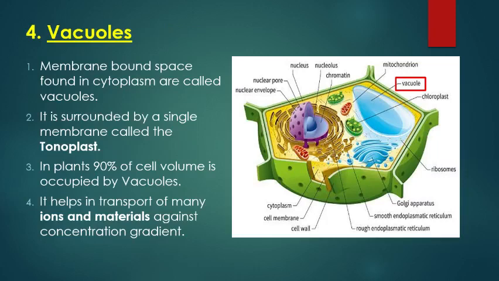Vacuoles. Membrane-bound spaces found in cytoplasm are called vacuoles. It's surrounded by a single membrane called the tonoplast. In plants, 90% of the cell volume is occupied by vacuoles. It helps in transport of many ions and materials against the concentration gradient.